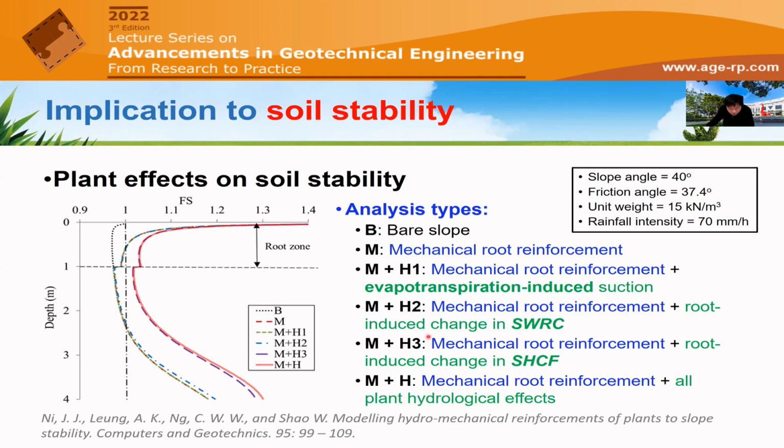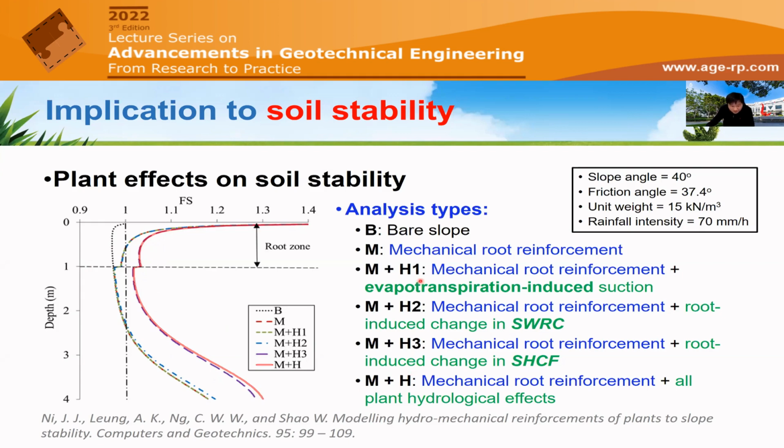However, if you look at H3, which represents the hydrological effect on the water permeability function, and that is represented by the purple line, you see a huge effect here, okay? So the whole slope is stable, even below the root zone. So the water permeability function plays a much more significant role than the water retention curve by the root, okay?